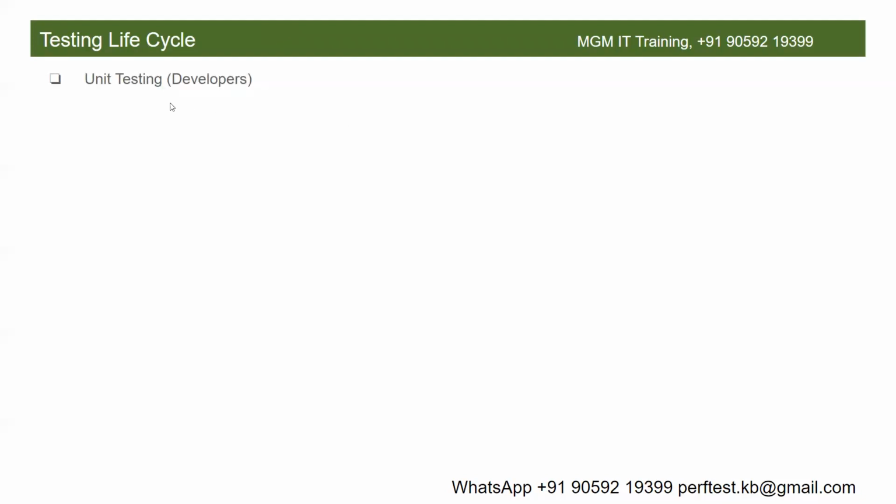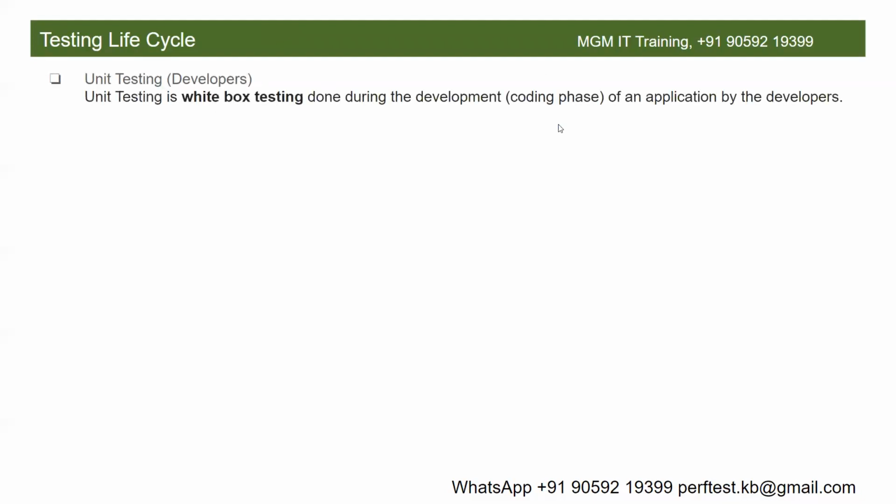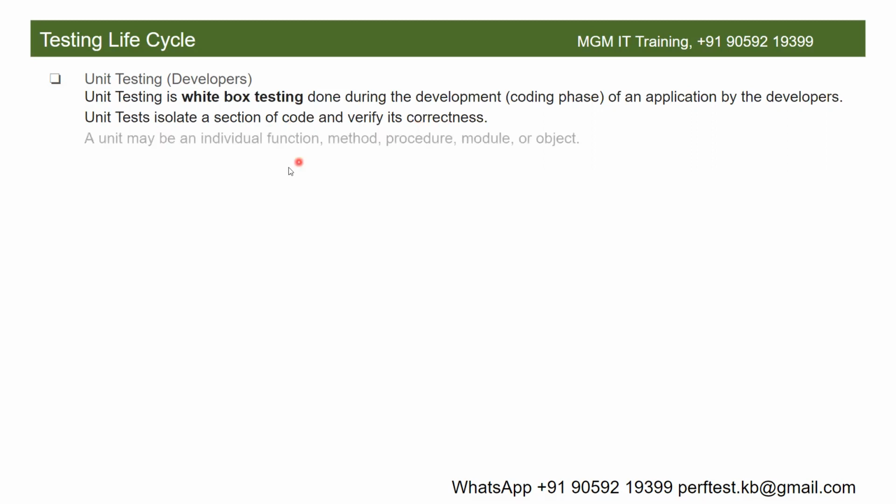As soon as a developer writes some piece of code, they will do something called unit testing. Unit testing isolates a section of code and verifies its correctness. Isolating a section of code means they will not test the complete application. They will test a small piece of code to verify whether it is working properly as per the requirement. And a unit may be an individual function, method, procedure, module, or object.